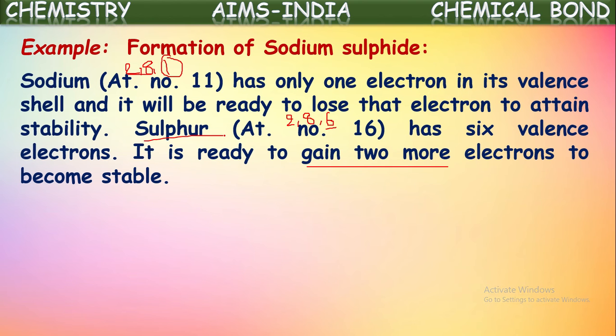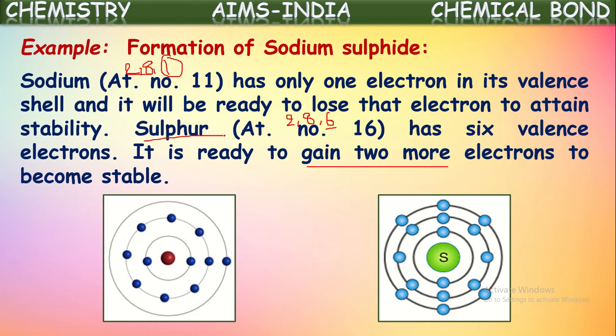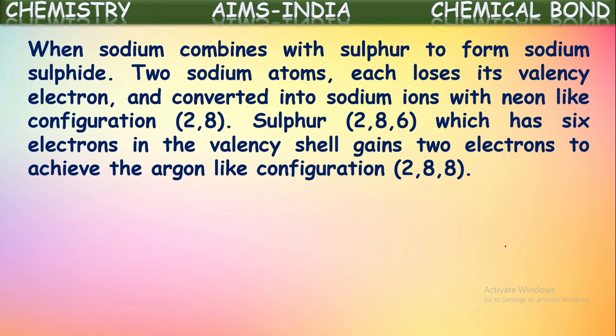Okay. When these two atoms approach, when sodium and sulfur combine together, what happens? This sodium is ready to lose this electron. Sulfur has the capacity to accept 2 more electrons. When sodium and sulfur combine together, sodium forms sodium ion and sulfur forms sulphide ion by gaining 2 electrons. In that way, sodium sulphide is formed.